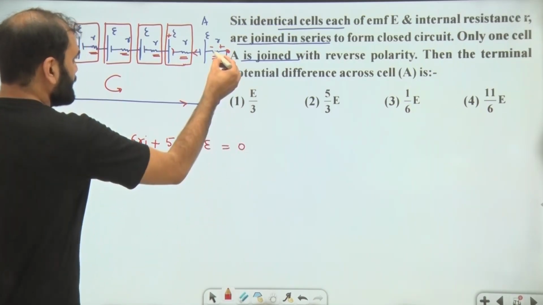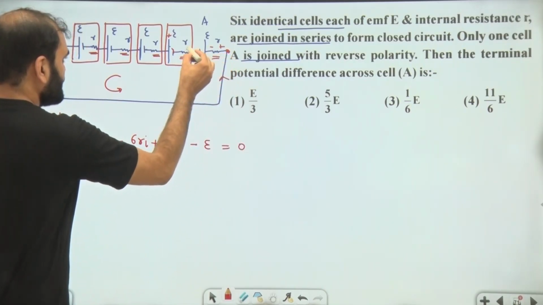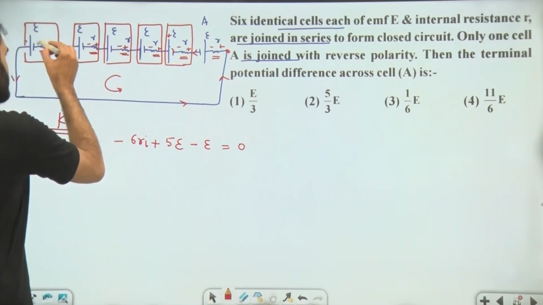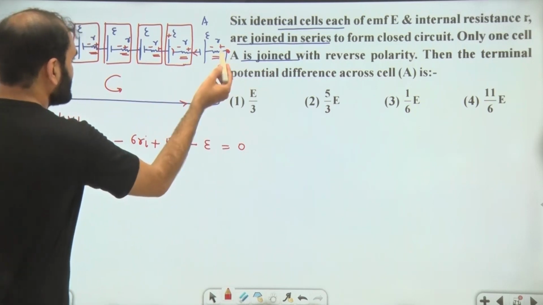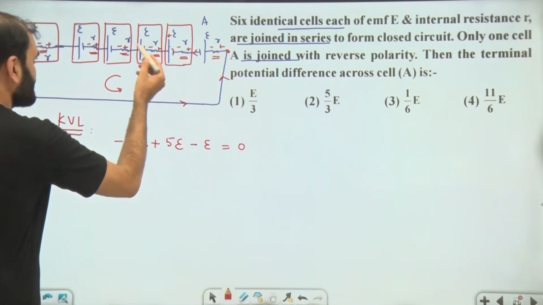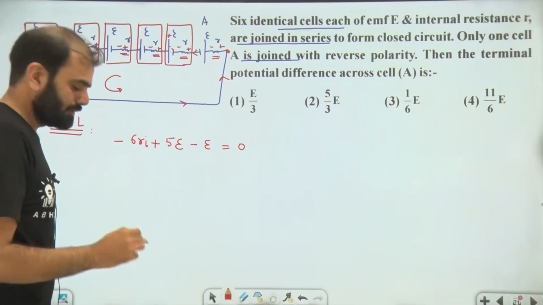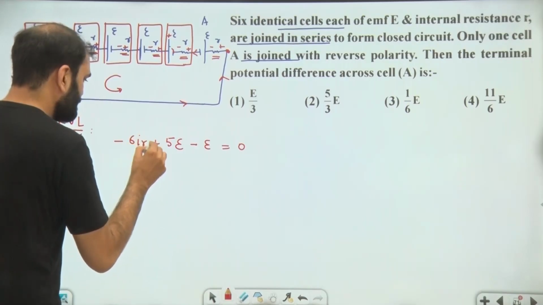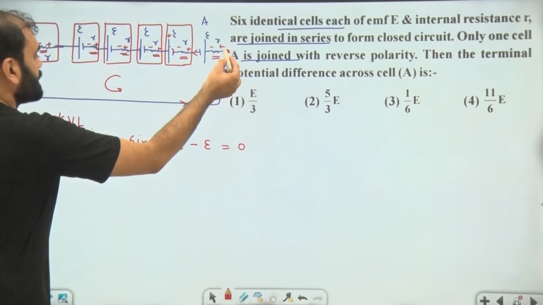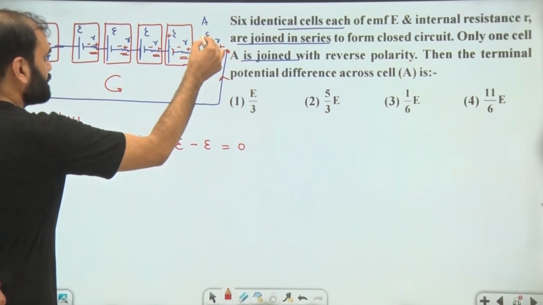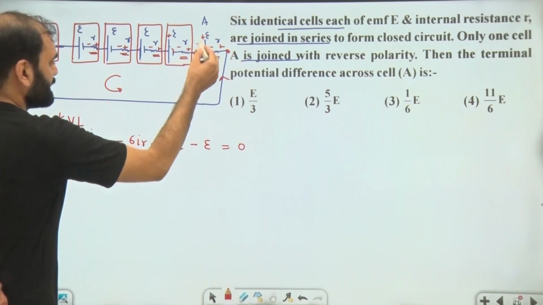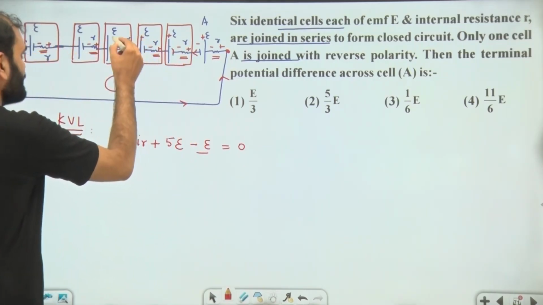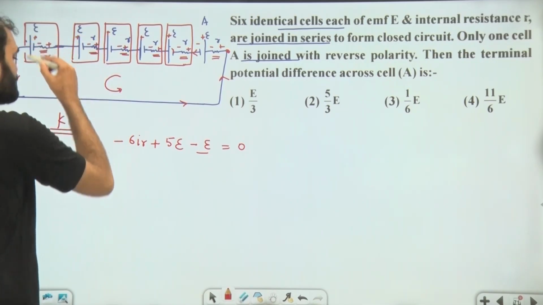Minus IR, minus IR, six times, so it becomes minus 6 into I into R. That is the potential drop. Now, when moving through the first battery, the first terminal is positive and then negative, so you get minus E, and the rest of the batteries are entered with the positive sign, so you get 5E.